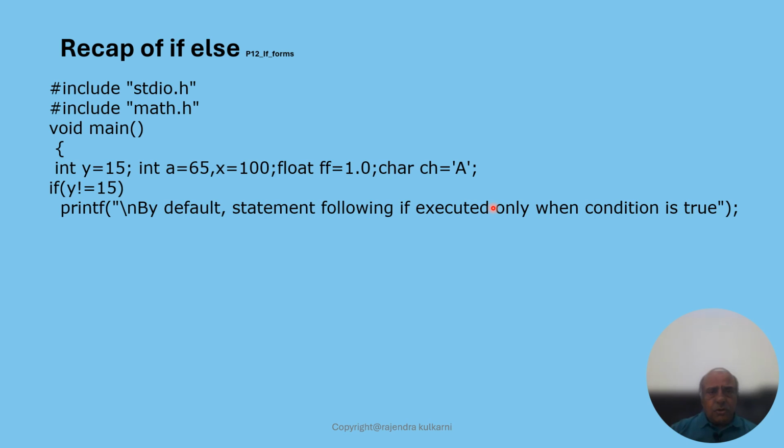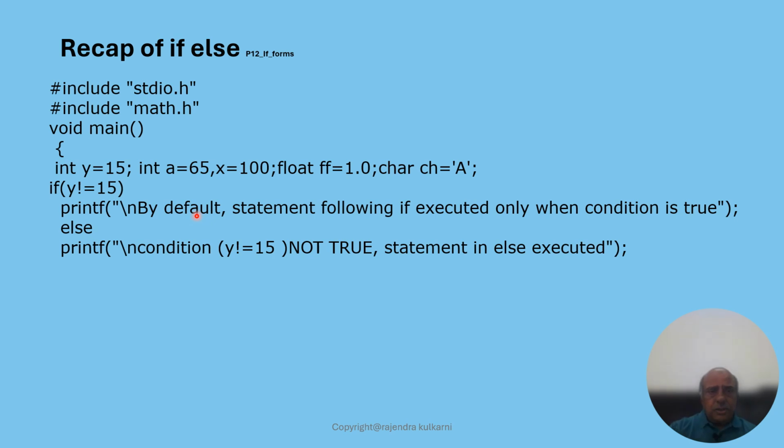If y not equal to 15, then this y not equal to 15 evaluates to 0 because y is equal to 15, and this printf statement will be ignored. In the else statement, the printf "condition y not equal to 15 not true, statement in else is executed" will be displayed as an output.